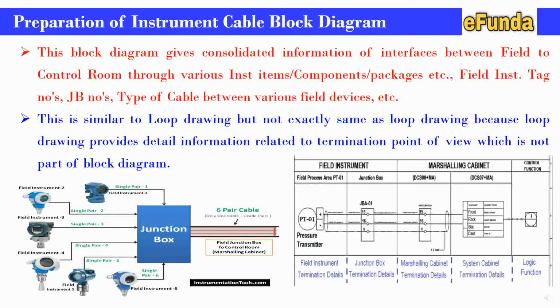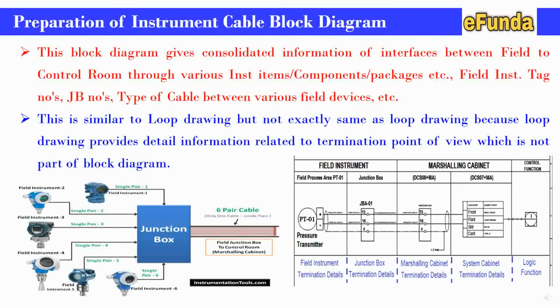One can refer to the typical loop diagram below, where the interface is shown from field instruments to the marshalling cabinet to the control function. A loop drawing shows the functionality between field instrument, junction boxes, marshalling cabinet, system cabinet, and then further to the logic function.